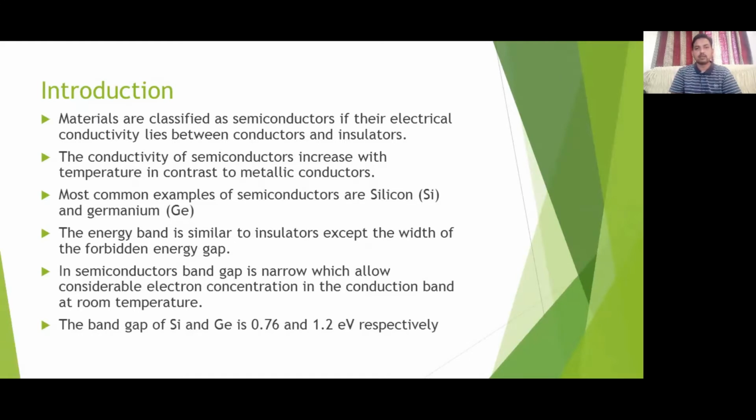The band gap of silicon and germanium is respectively 0.76 and 1.2 electron volt. This is 1.2 electron volt for silicon and 0.76 for germanium, respectively. So the band gap of silicon is wider as compared to that of germanium. This is due to the distance of outermost shell electrons from the nucleus. It means that electrons of silicon are more tightly bound with the nucleus as compared to those of germanium.